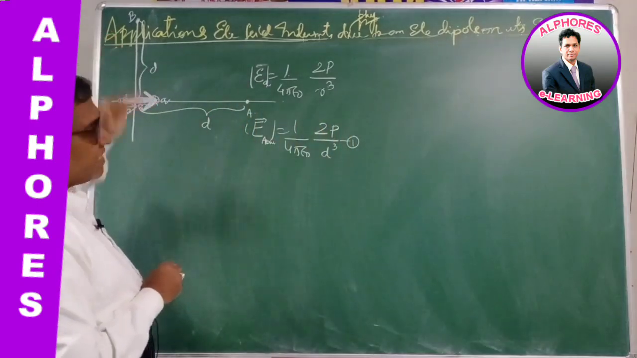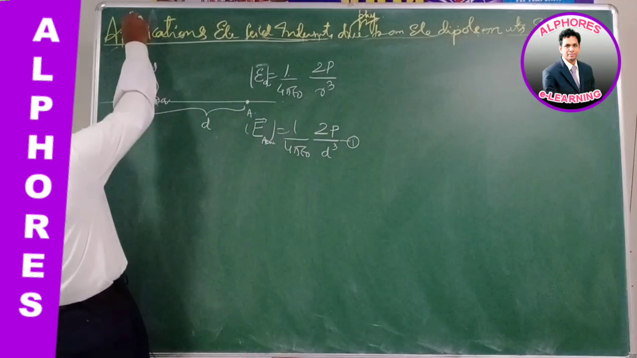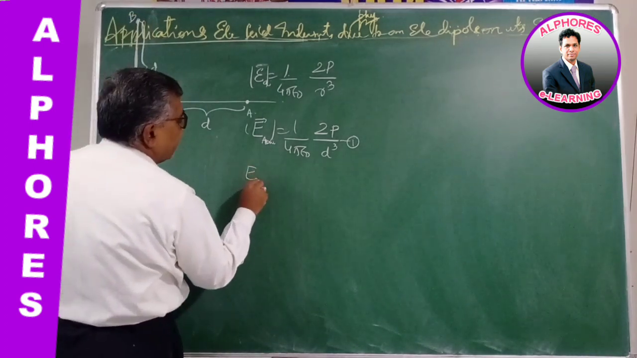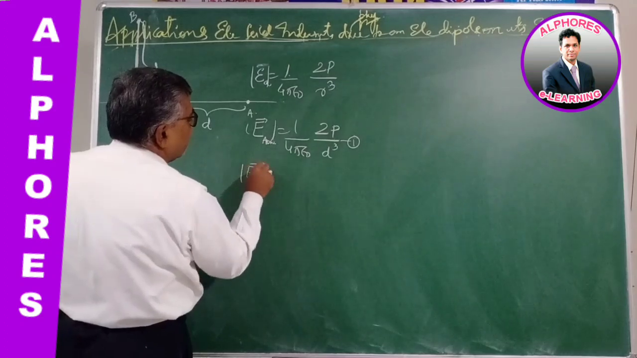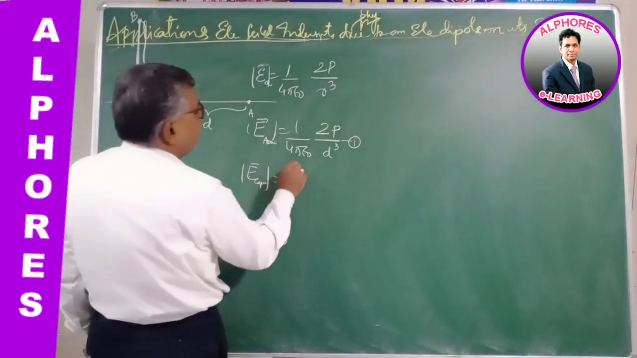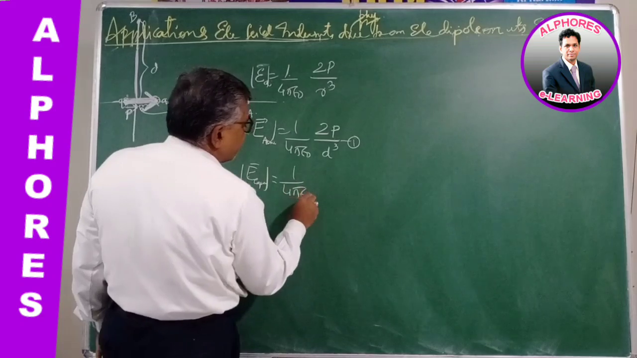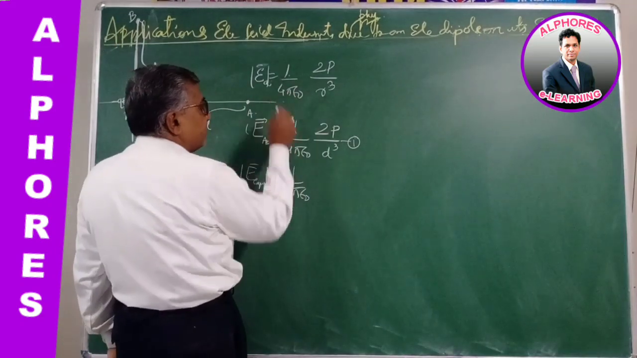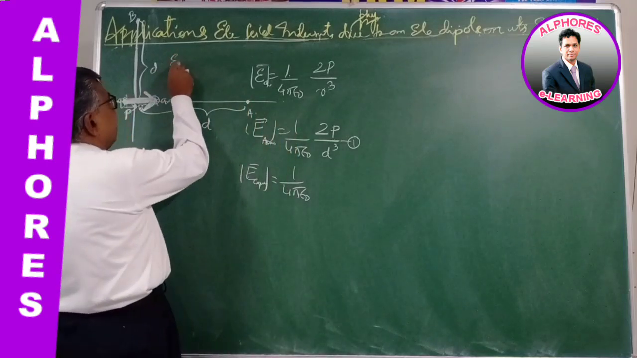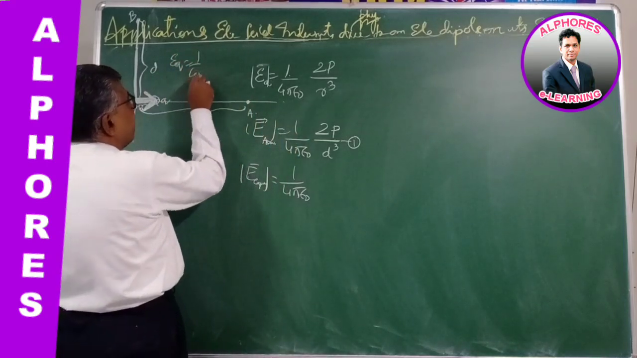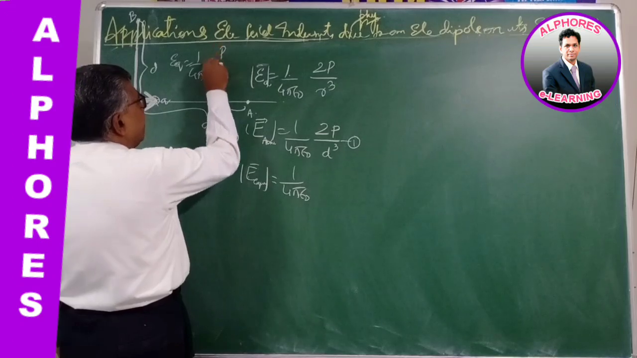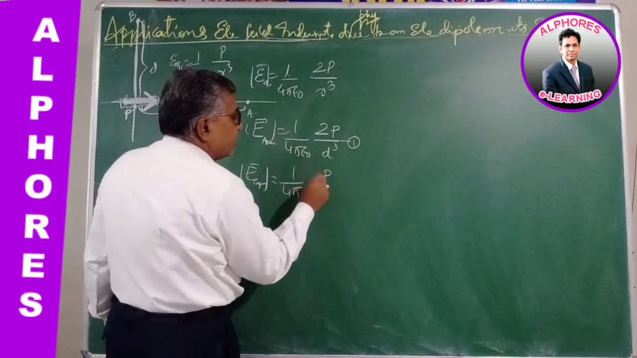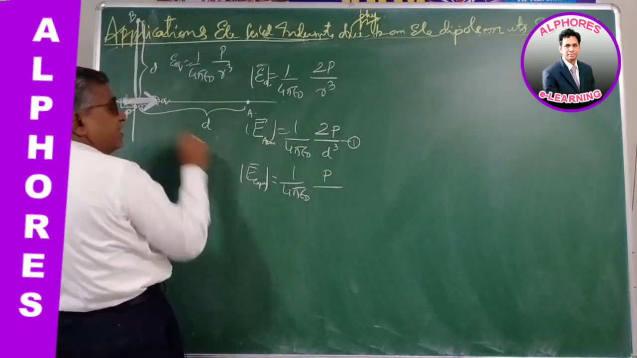Now considering the second point is given on the equatorial line of the dipole, point B. So now the electric field on the equatorial line of the dipole, only magnitude we shall consider. It's 1 by 4 pi epsilon naught. On the equatorial line of the dipole, we have just evaluated, EEQ is 1 by 4 pi epsilon naught P by r cube. So therefore it is P by, the distance is the same, d cube.